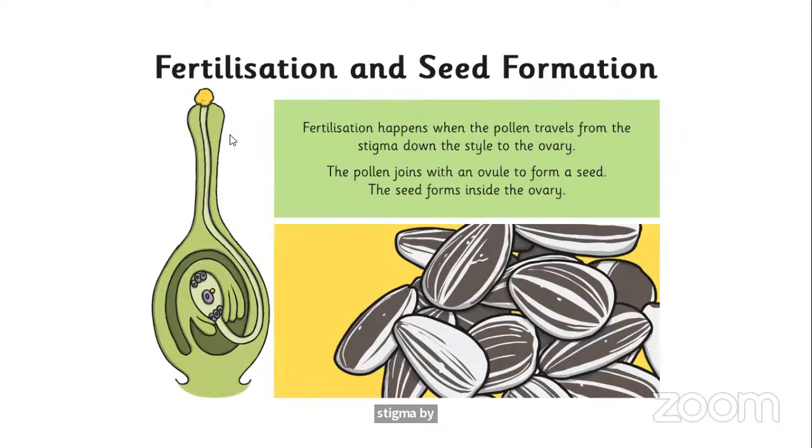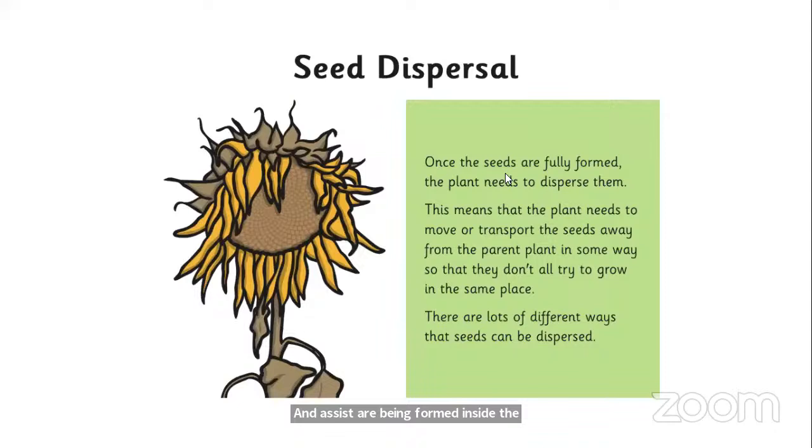Lastly, we have fertilization and seed formation. After the pollen travels down from the stigma to the ovary, the pollen joins with an ovule to form the seeds, and the seeds are formed inside the ovary. Last but not least, once the seeds are fully formed, the plant needs to disperse them. This means that the plant needs to move or transport the seeds away from the parent plant in some way, for example through wind or animals, so that these seeds can go to another new place to form a new life.